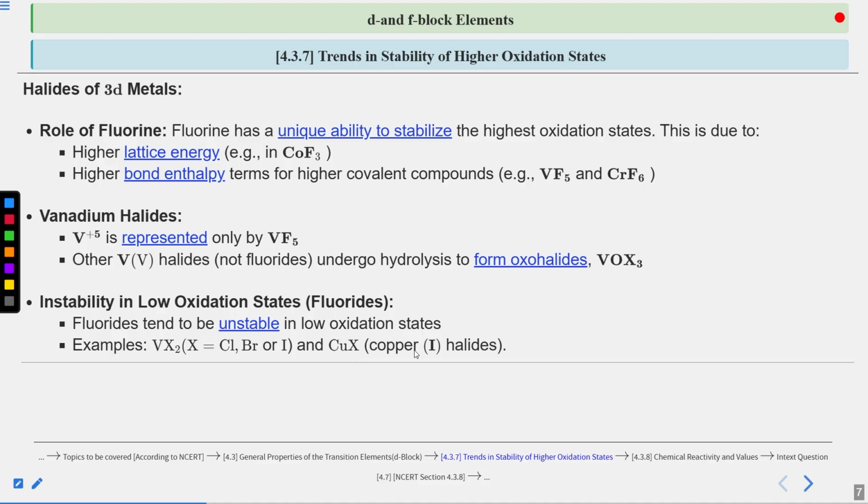Similarly, CuX, where copper +1 halides are formed, and where fluorine is not involved. Okay, so fluorine shows instability in the lower oxidation state due to its higher lattice energy and higher electronegativity, and that is why the 3D metals in the lower oxidation state don't form the fluorides.